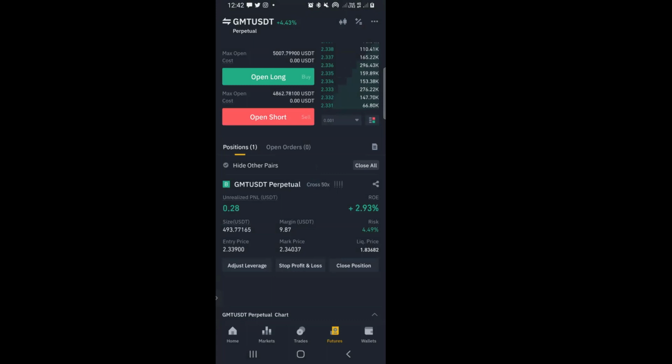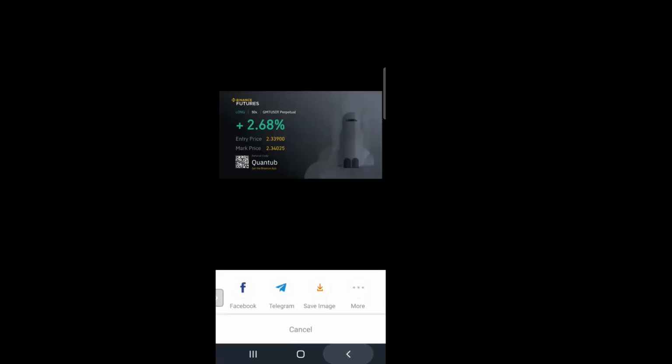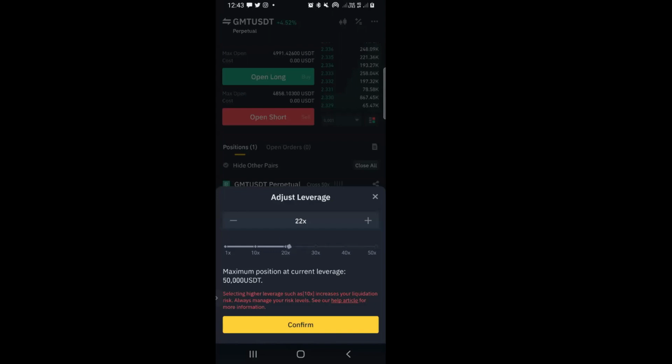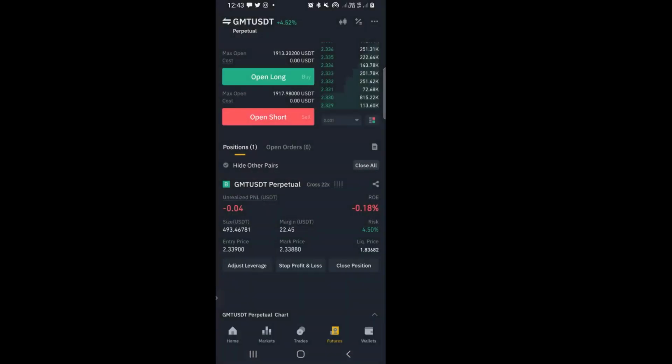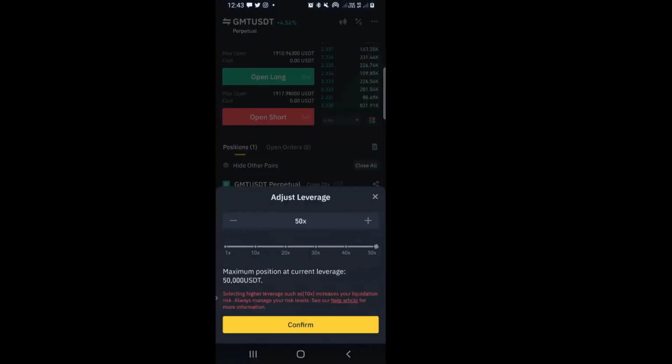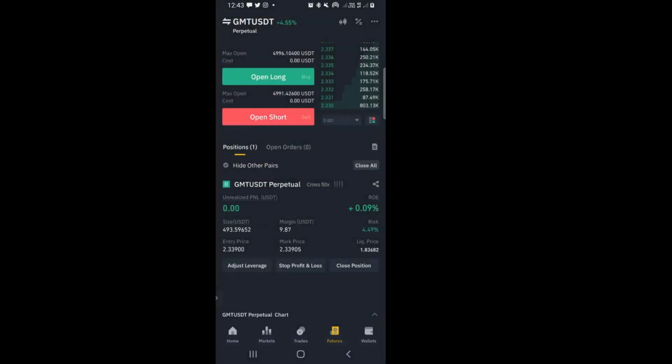Then we have what we call the stop loss. I've shown you guys, you can adjust this leverage. This return of investment is showing 2.68 now. If I adjust my leverage now to 20, you will see the return of investment is now at 0.34, for example. If I adjust this leverage back to 50, you will see that loss will amplify. It's not going to affect my risk.